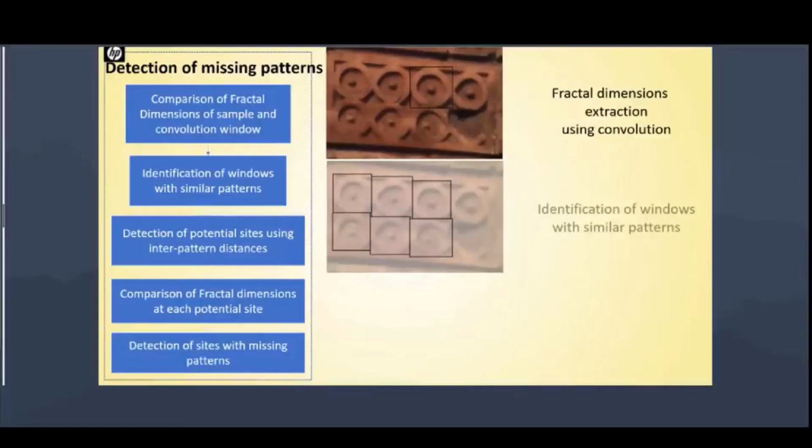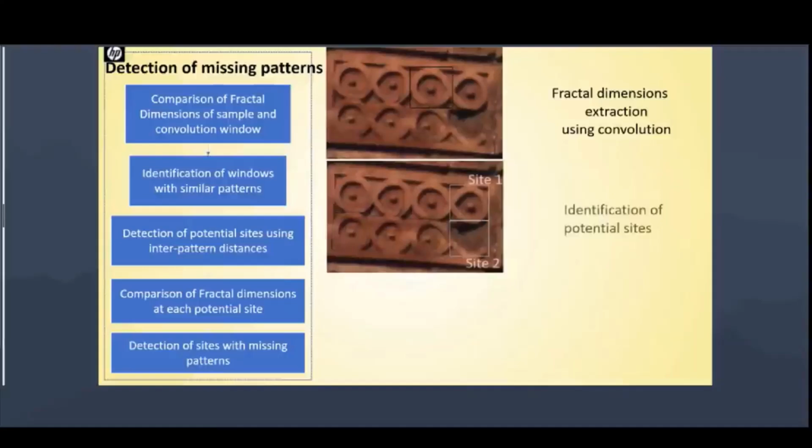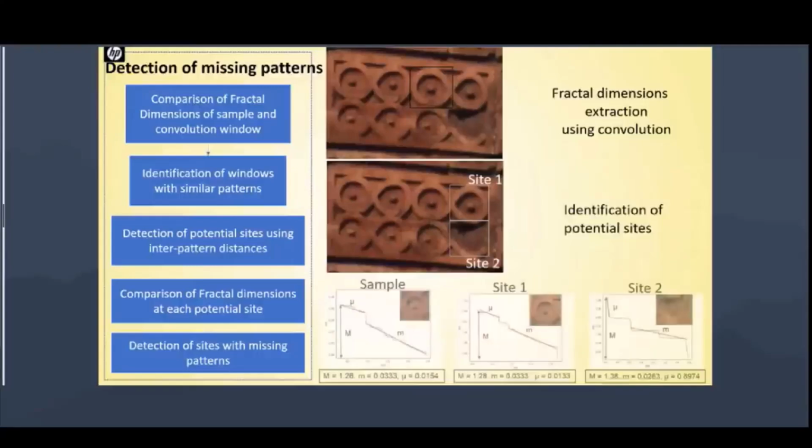As you can see here, windows with similar patterns were identified. These are the windows with similar patterns using the convolution method. And the fractal dimensions were compared and the potential sites were identified. How were these fractal dimensions compared?